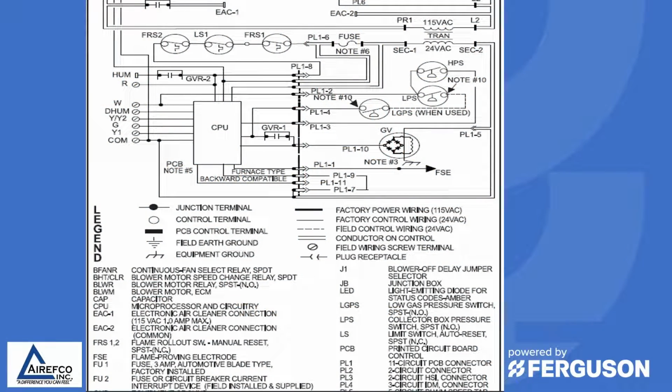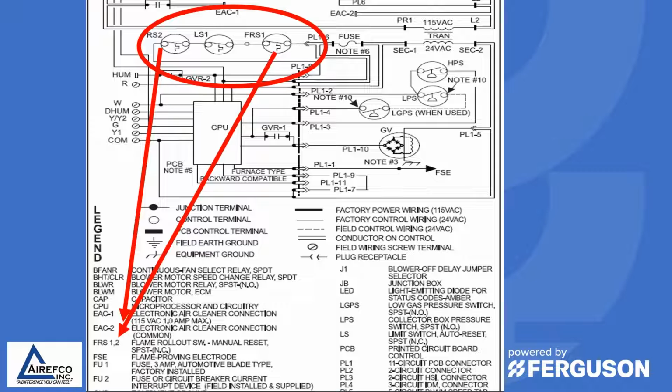This is a wiring diagram of a typical gas furnace, and it has two flame rollout switches and one limit switch. The two flame rollout switches are listed as a manual reset, which usually means they have a button on the back to manually reset them if they trip. And then the limit switch is an auto reset. If the temperature drops below the setting of the switch, the furnace will continue to operate.